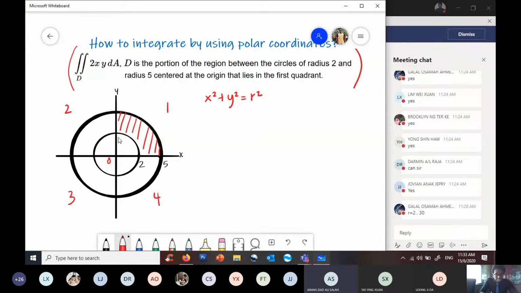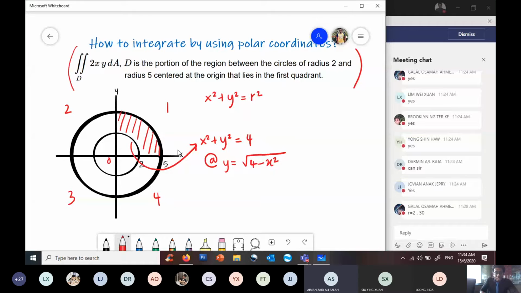So for the inner circle here, the equation is going to be x squared plus y squared is equal to, the radius is 2, so 2 squared is 4. That is the equation, right? Or I can also rewrite it by making y as the subject, just purposely. It's going to be square root of 4 minus x squared.